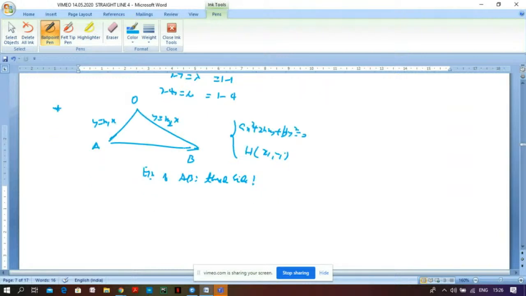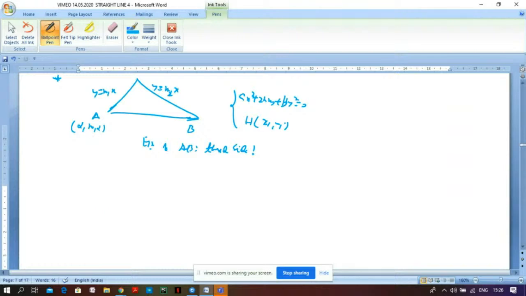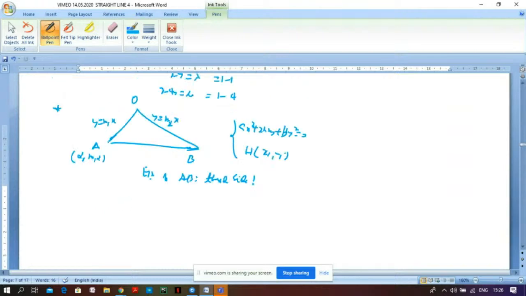That's a challenging question. So what I do first is I will write A, I will take A as some number. So let me take A as (alpha, m1 alpha). Similarly, I can take B also, but let's do it with (alpha, m1 alpha). So now, what I can do is find the slope, because H is given to be (x1, y1).